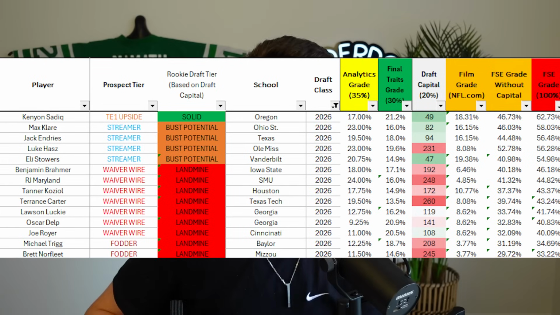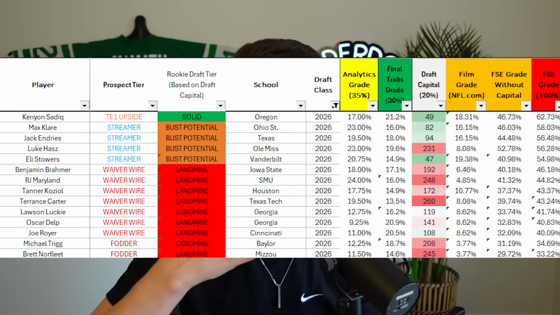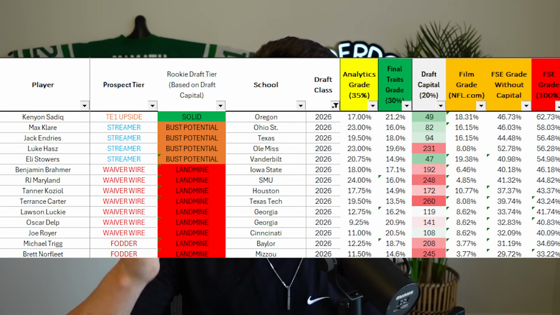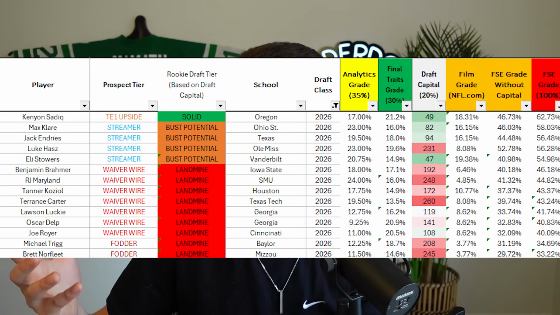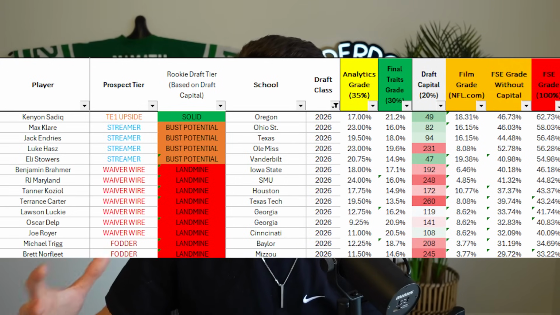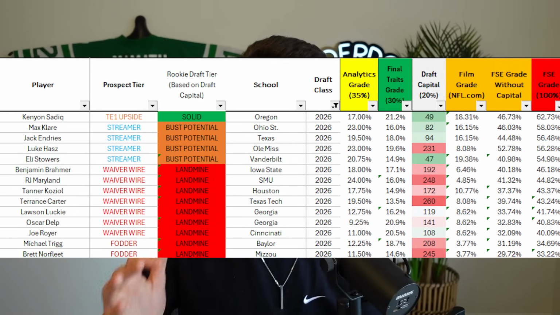So this is what the whole class looks like. You see Sadiq at the top there with the tight end 1 upside designation, Klare, Endries, Hasz, and Stowers with the streamer designations, and then a bunch of waiver wire guys. Again, I don't know how this class is going to materialize at this point in time. As of now, it looks like a weak class. As of now, it actually looks a lot like wide receiver does in the 2026 draft, which is, yeah, we can get there if we have a couple great years, a couple great breakout candidates.